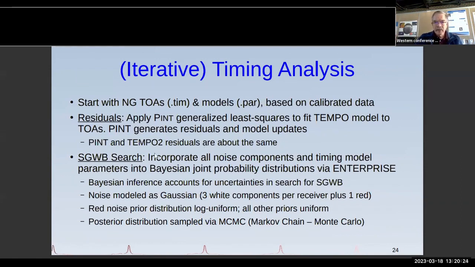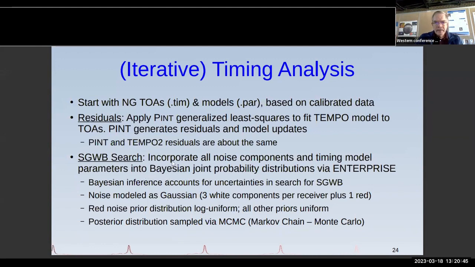I did compare Tempo 2 with Pint, and they're very similar, almost the same. They've done extensive studies. There's slight differences between Tempo 2 and Pint because one's Python, one's C++. They're completely independent codes using slightly different algorithms, but very close in results.